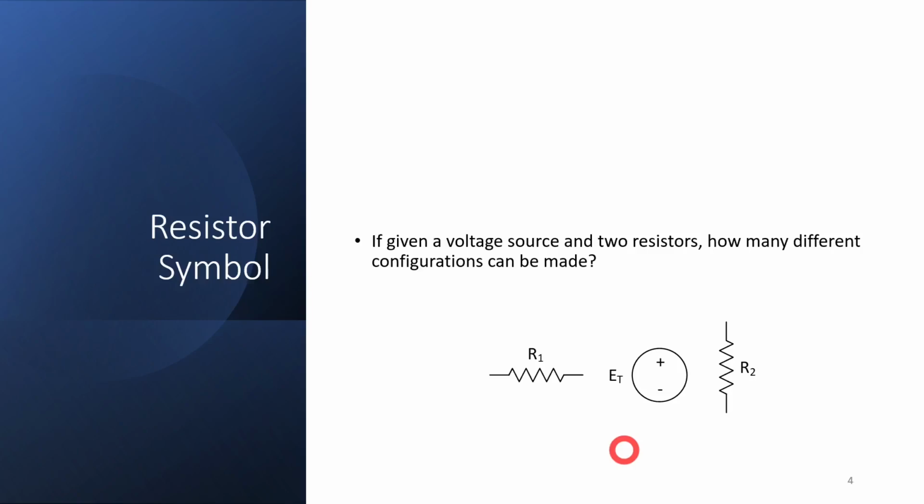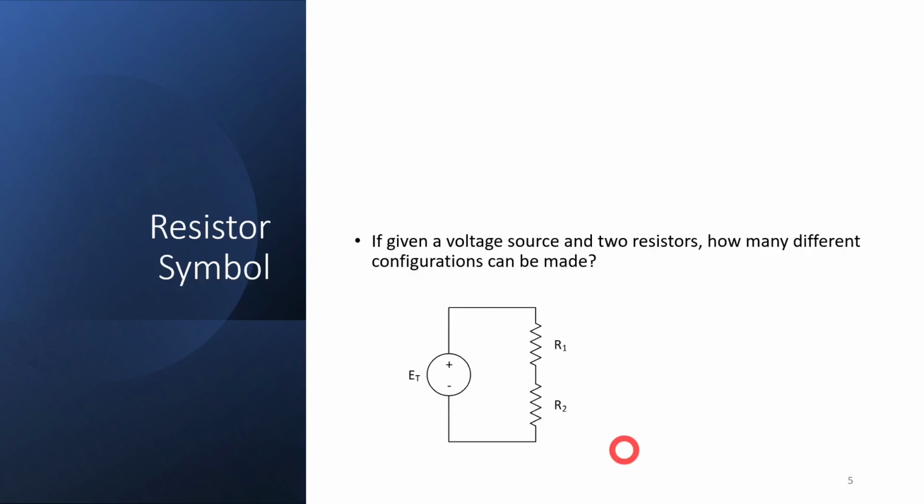Okay, so if given the source and the two resistors, how many different configurations can be made? This first circuit here is called a series circuit. A series circuit is when you take the ending of one component and connect it to the beginning of the next component. The head of the first component is connected to the positive of your power source, and the end of the second component is connected to the negative. That makes those two components configured in series.